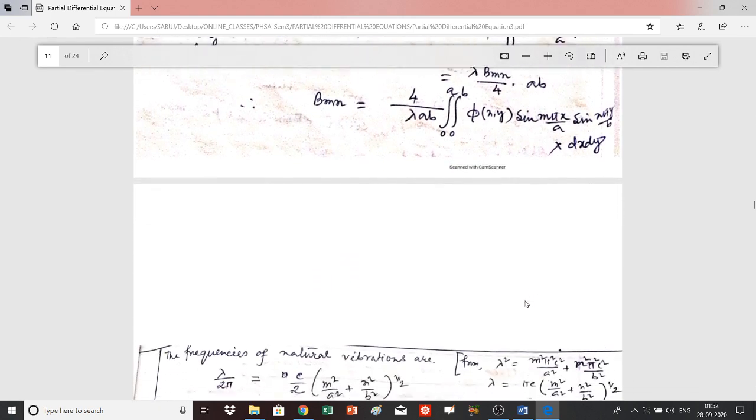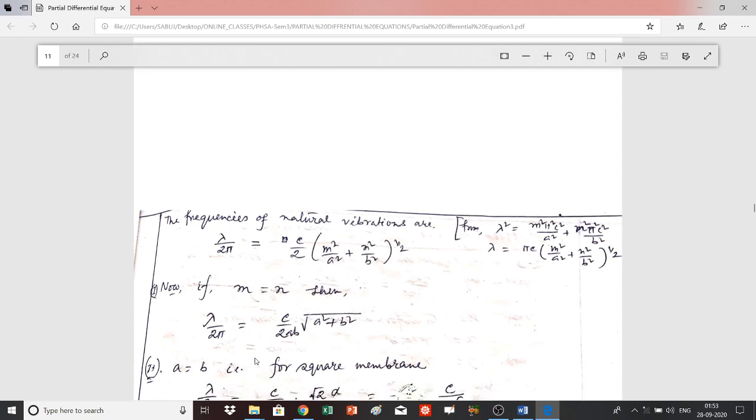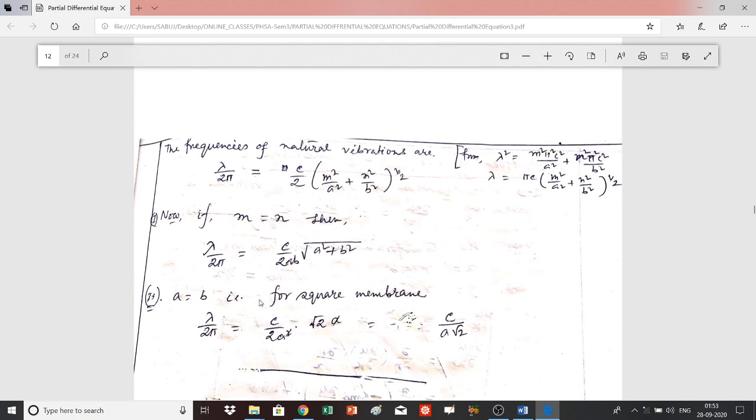So now we have the frequency of the vibration, and lambda square is equal to m square pi square by a square plus n square pi square by b square, and from here lambda is equal to this. So lambda by 2 pi is equal to c by this. Now if m is equal to n, then lambda by 2 pi is equal to this. For a square membrane, with a equal to b in this expression, lambda by 2 pi is equal to this. These are the vibration frequencies of the vibrations.